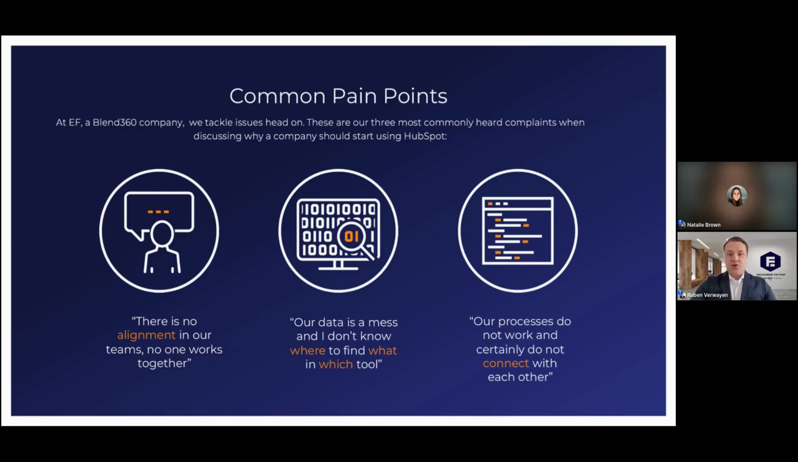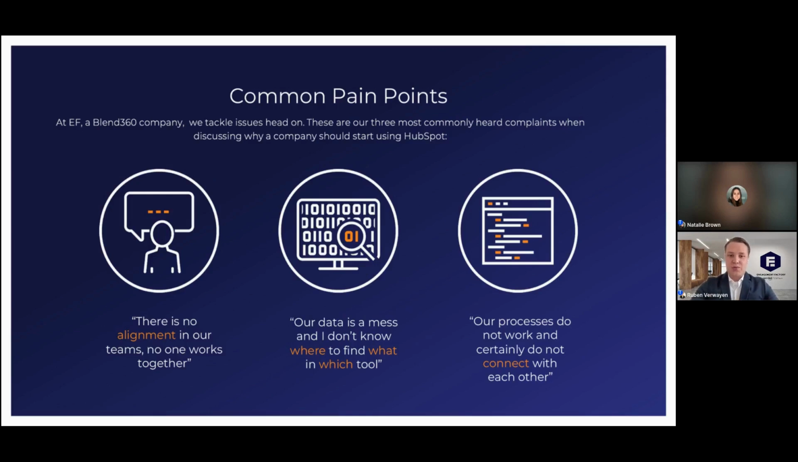Also, our data is a mess, and I don't know where to find what in which tool. As I explained, when you have siloed teams, you also have siloed data. For example, the example I gave earlier, when marketing is running campaigns in MailChimp, sales doesn't know what data is stored in MailChimp, and nobody knows what sales is doing. Every account manager, for example, uses their own kind of CRM. So basically every data is stored in other tools, and it doesn't help you with making decisions from a data-driven perspective.